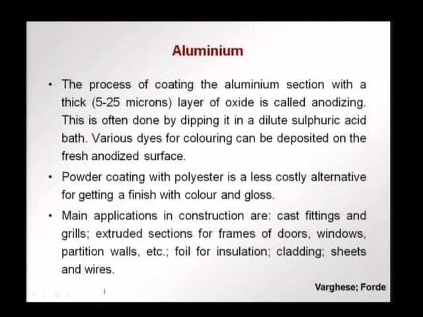Aluminum has many applications in construction, and these seem to be increasing. Aluminum is used in as cast fittings and grills. Extruded sections are used for partitions, frames of doors, windows and so on. We have a lot of aluminum used in cladding and also as foil for insulation.